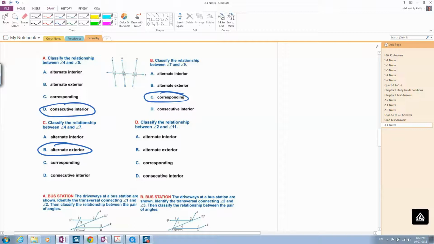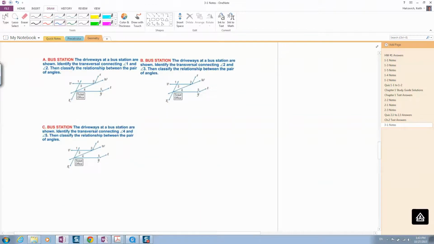And 2 and 11, so here's 2 and here's 11. So now you gotta ignore this line in the middle. Just look at L and N. 2 and 11 are interior because they're between those two, but they're on alternate sides, so they're alternate interior.